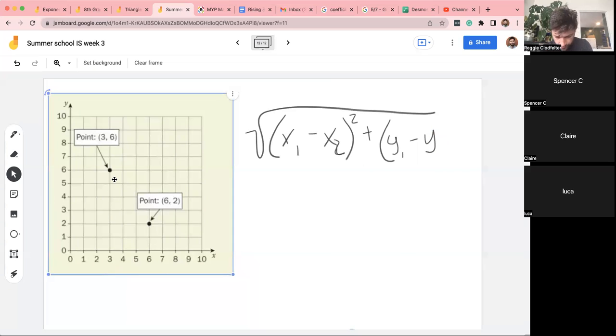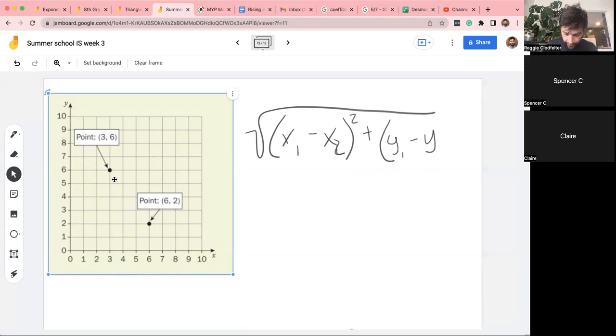Oh no, where'd my Jamboard go? You're going to have to wait a second, video watchers, as I reopen Jamboard. Jamboard keeps crashing on me. Almost there, video watchers. Just give me a second. Come on.